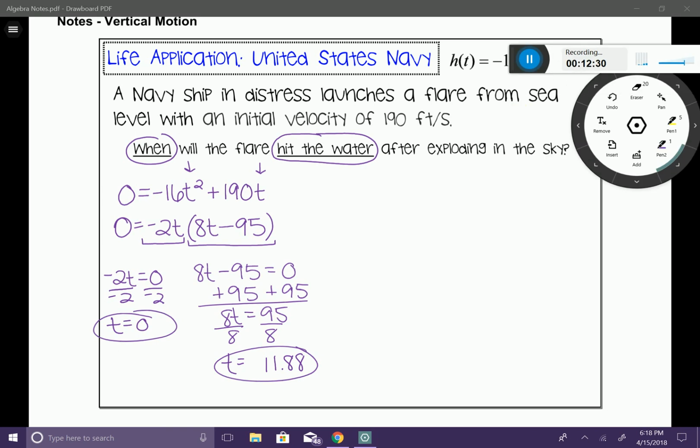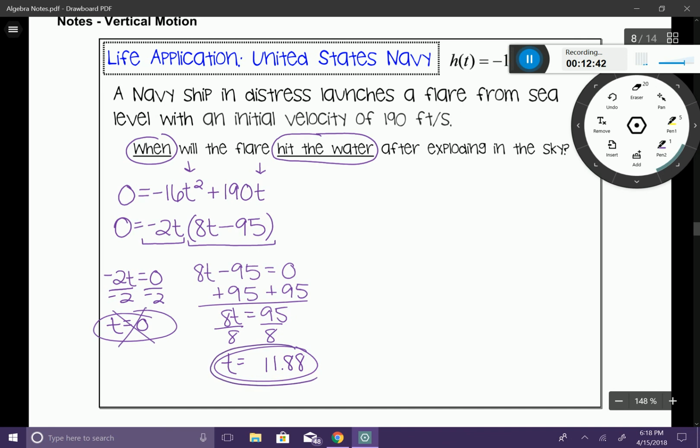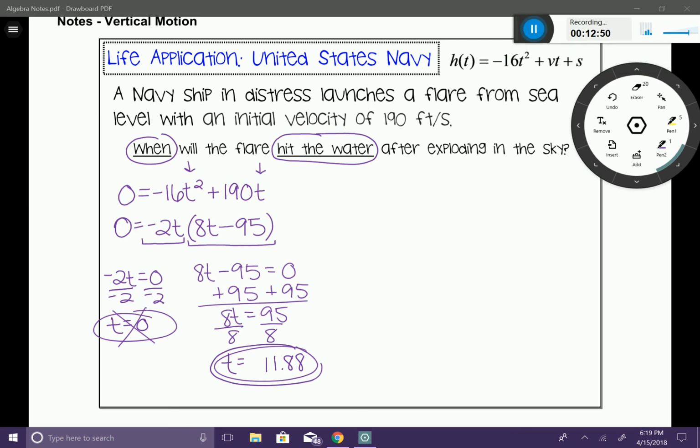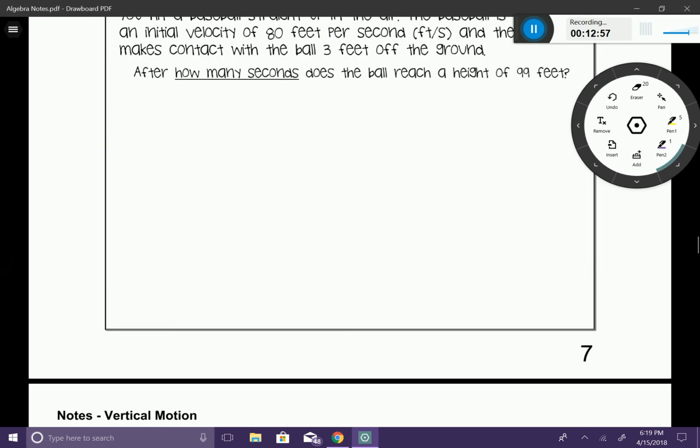The question being asked is, when will the flare hit the water after exploding in the water? Is it possible for it to be when the time is 0 seconds? That doesn't even make sense. So it has to be our second answer choice, 11.88 seconds, which isn't very long. So you can see the difference between this problem and the last problem. One was asking for the maximum height, and this one was asking for the time. Let's go ahead and look at 2 more problems.